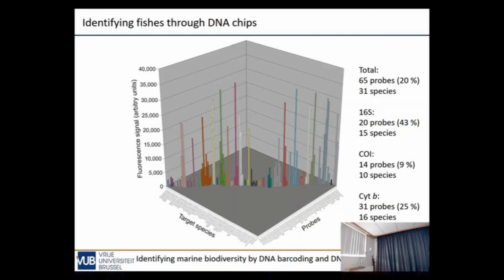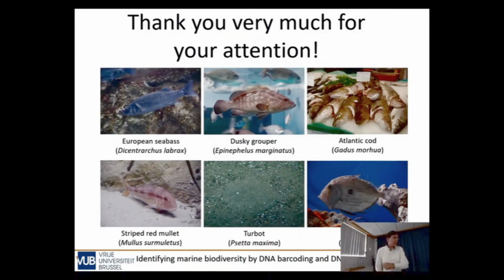In 16S, 20 probes worked. These were 43% of the designed ones. So here, this was the best marker. In CO1, the barcoding marker, which is now generally used, only 9% of the designed probes actually worked. And in cytochrome B, it was 25%. Here you can see a few species where we successfully could design probes.